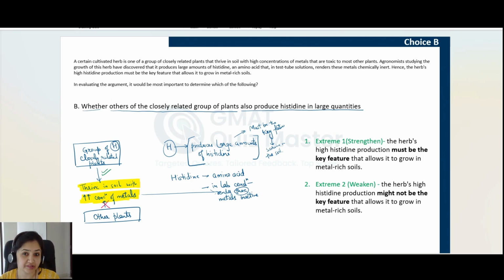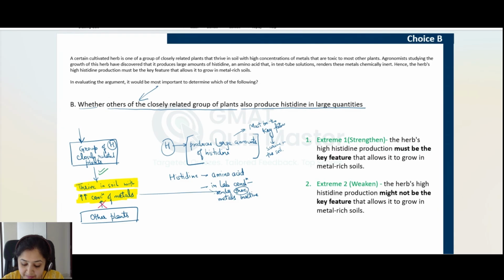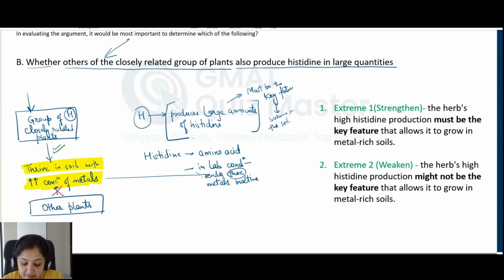Now, a lot of students reject this choice because it talks about the other plants in this group. They think that it is irrelevant and they reject it. However, is it really irrelevant? Let's understand. We know here that this herb that we are discussing is one of this group of closely related plants.